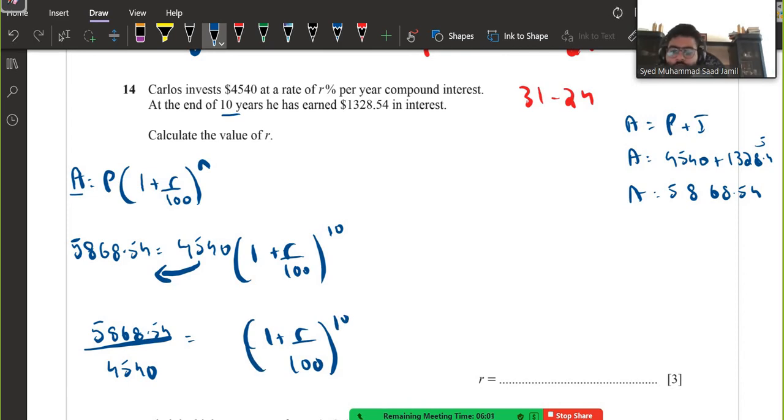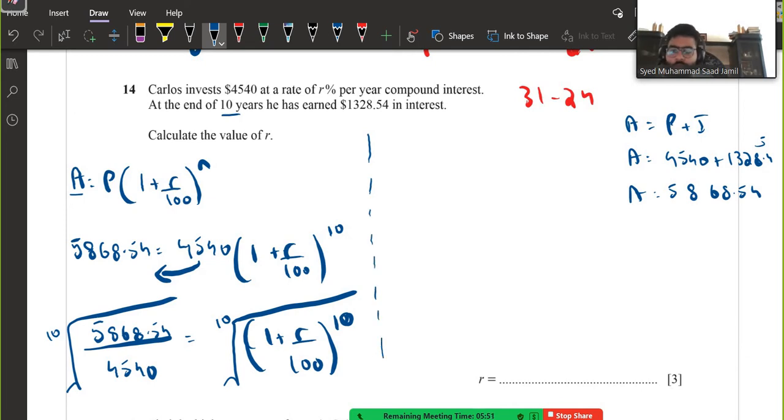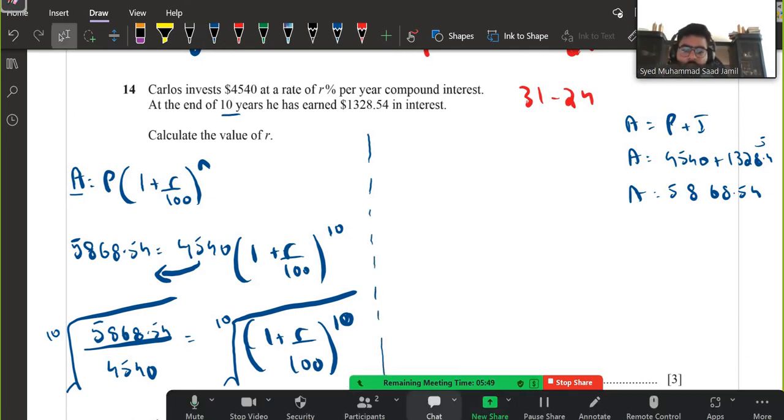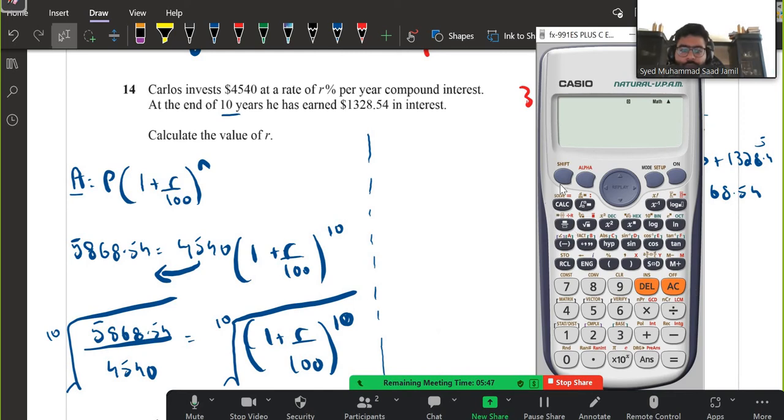Now in order to solve this question, you need to remove this 10. So we root it by 10 and we root this side by 10 as well. So this turns out to be, let me show the working. Just do shift and press this. Now go back and remove this 3 and write down 10. Then go down and press this. So 5868.54, go down, divided by 4540. So it's 1.026.